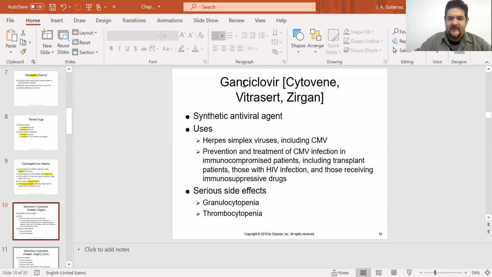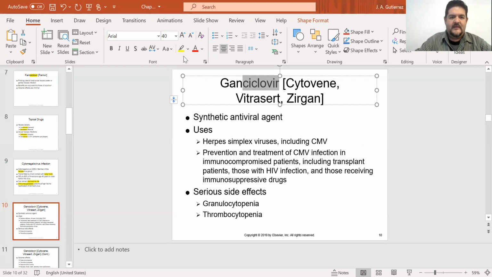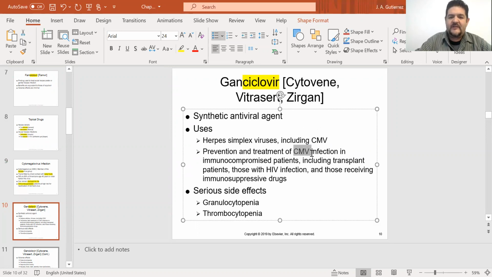Ganciclovir, again, we have the cyclovir ending. Also used to treat herpes virus, also for cytomegalovirus, to prevent and treat infections in mono and immune compromised patients. Also it is used to protect patients that have an organ transplant, HIV infection, or are taking some type of drug to suppress their immune system. In other words, patients with autoimmune diseases.